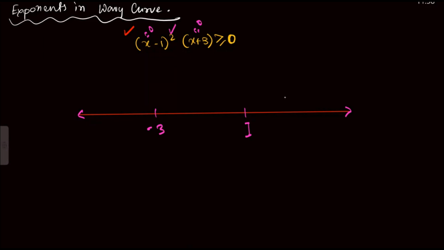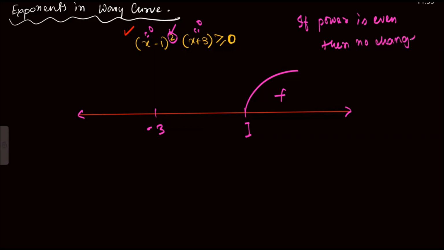Now, it is always positive part. Then this part is of 1. Now see that the power is 2. If the power is 2, then there will be no change. Not only 2, if the power is even, then there is no change in the curve. It will again become positive.